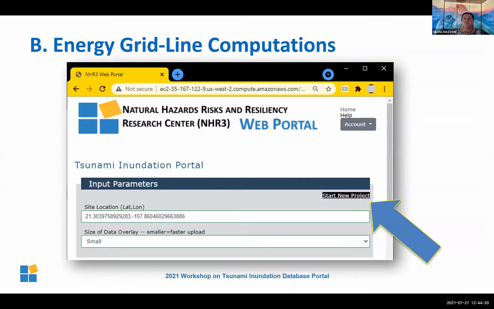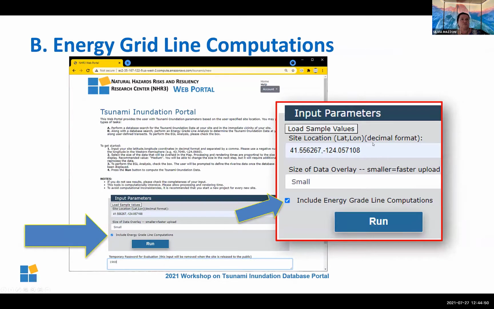If you want to do the energy grade line, or when you want to switch over to doing the energy grade line, I recommend clicking on the button that says Start New Project. And so that brings you back to the original input, and you go through exactly the same phase, except that now you've got the same coordinates, or update your coordinates. You can start with something small if you want. The most important thing is to check the box here to include the energy grade line computations.